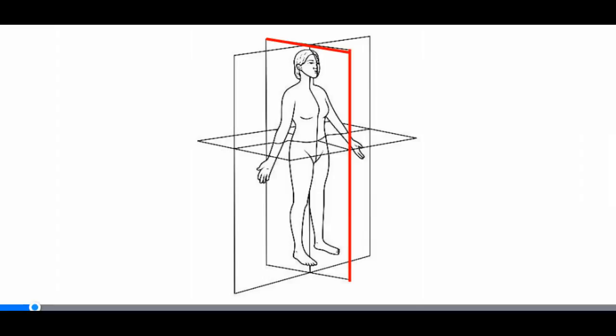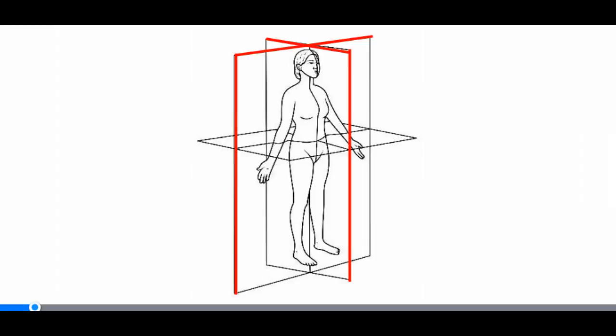Frontal plane, which divides the body into an anterior or front half and a posterior or back half. If you were to flap your arms like a bird, then you would be completing this movement in the frontal plane.